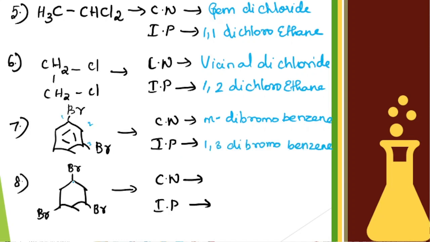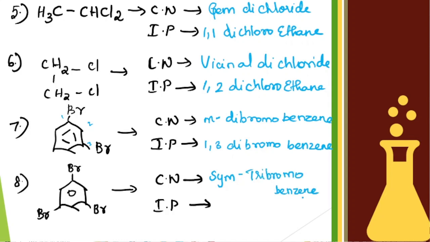Okay. So here what will be the common name and what will be the IUPAC name? See, bromine is attached at three positions. So when you divide this into two equal halves, one half will resemble the other half. That is, both resemble the same. So it is symmetric in nature. So you write SYM that represents the symmetry. Tribromobenzene.